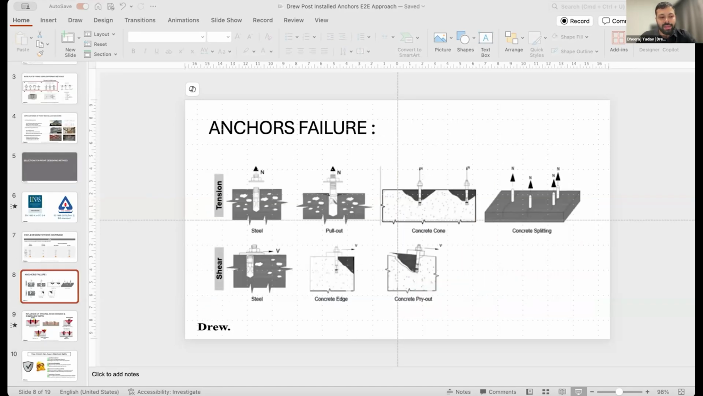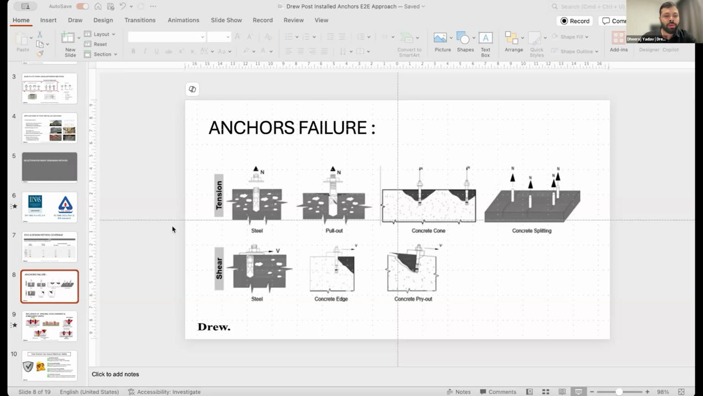As we all understand, on a base plate there are two kinds of forces that come. The first is a tensile force and the other one is a shear force. Now, when we do the design calculation, basically we do the testing for the tensile force on four parameters. We see if an anchor fails in steel, or if an anchor fails in pull-out, or if an anchor fails in concrete cone. And the last failure parameter which happens in the tensile force is concrete splitting.